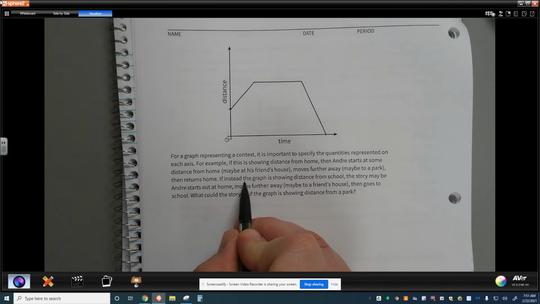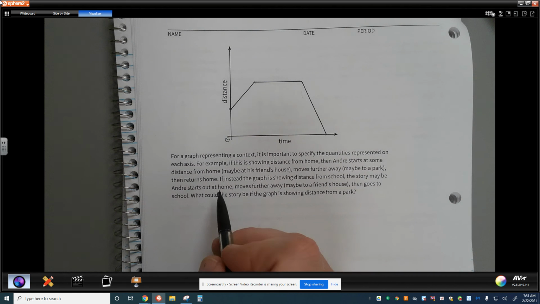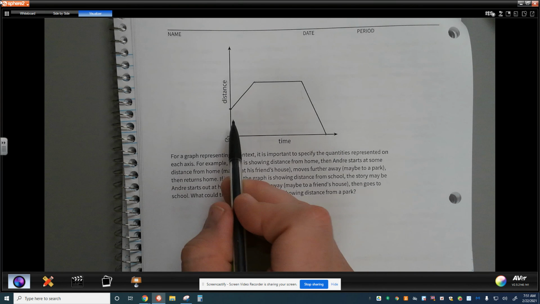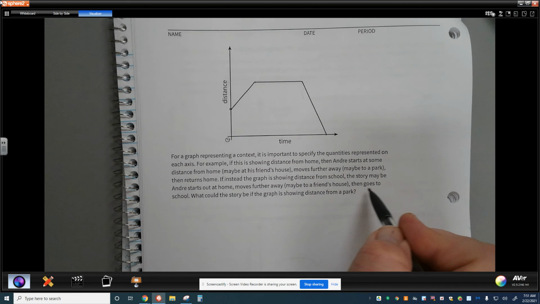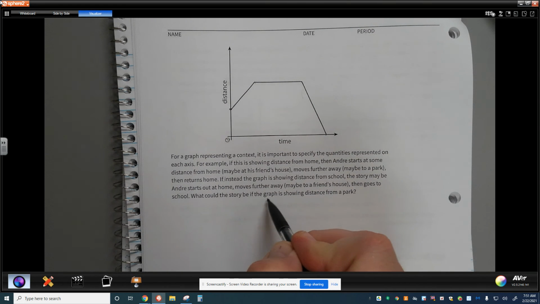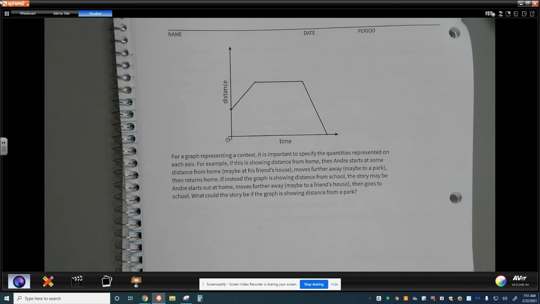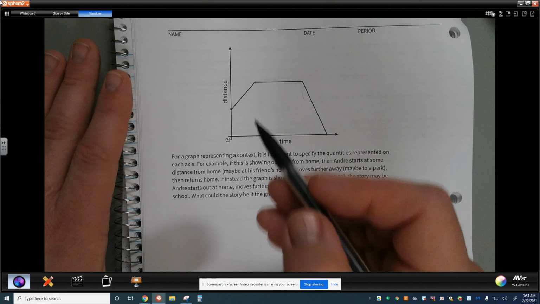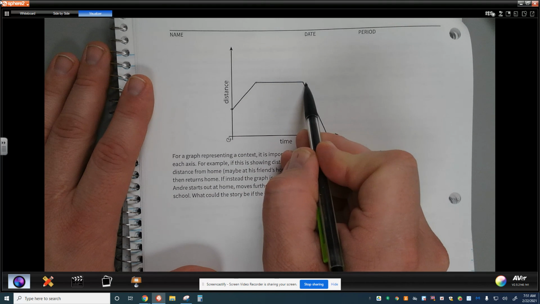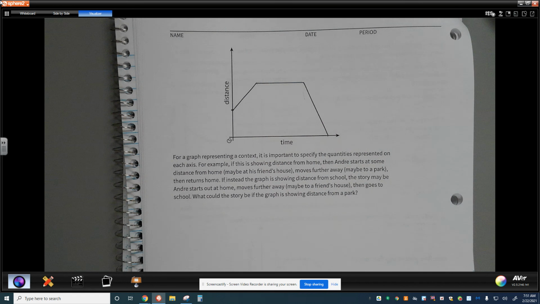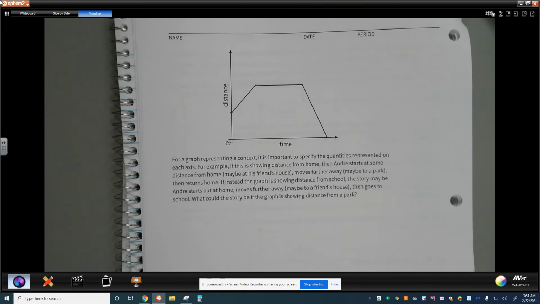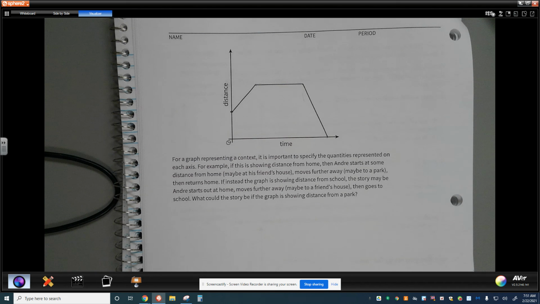There's possibility talking about the graph showing a distance from school, and the story may be that Andy starts out at home and he moves further away, maybe to a friend's house, and then he goes to school. Or what could the story be if the graph is showing distance from a park? If it's distance from a park, then we're talking about his distance. He increases his distance, stops for a little while, and then continues his distance. Like I said, the story has to be very specific to match the information, but hopefully you get the idea that a function can be something that's written for any situation. We just have to understand that giving it and assigning it the correct dependent and independent variables is critical to assigning a good outcome with it.